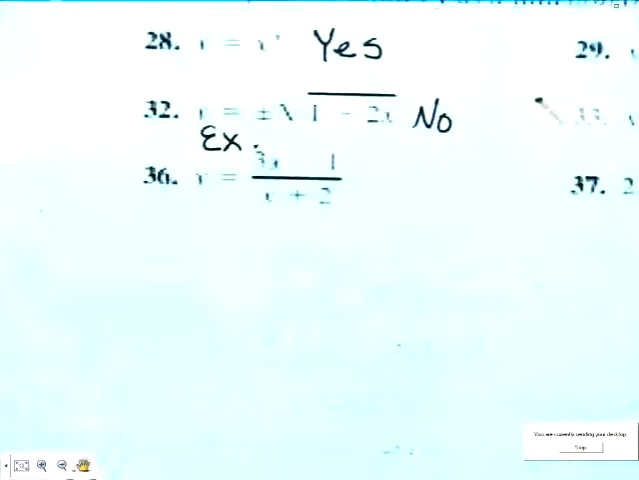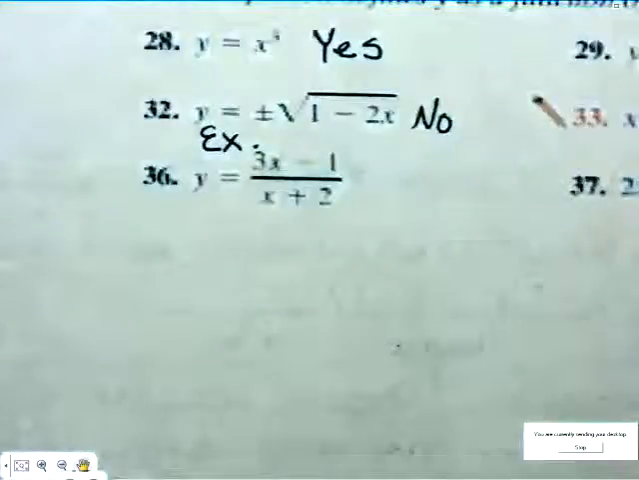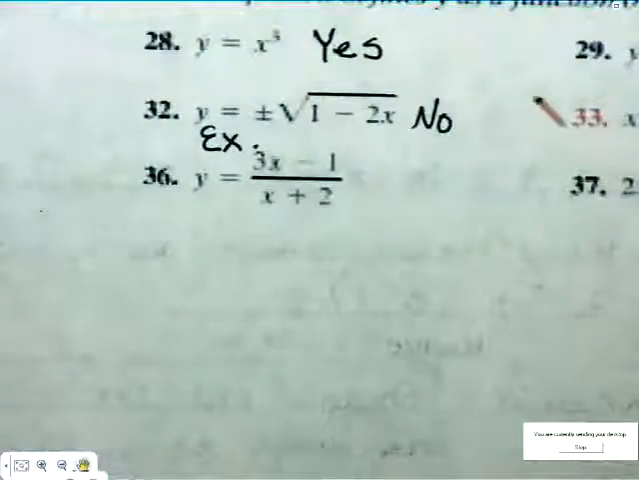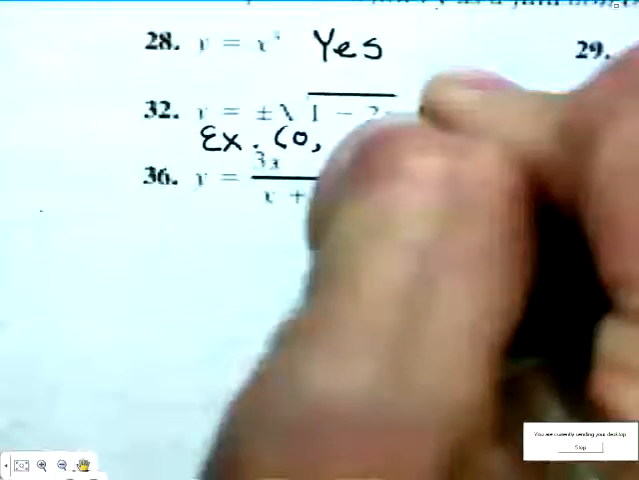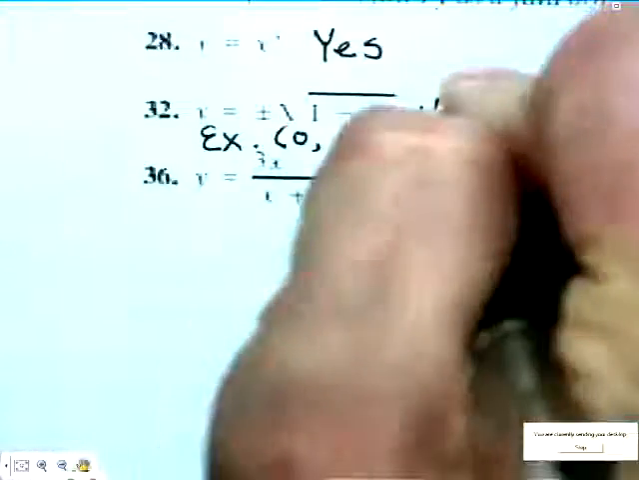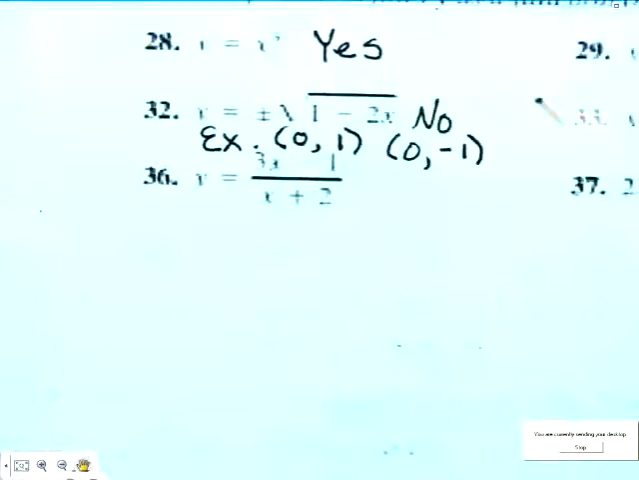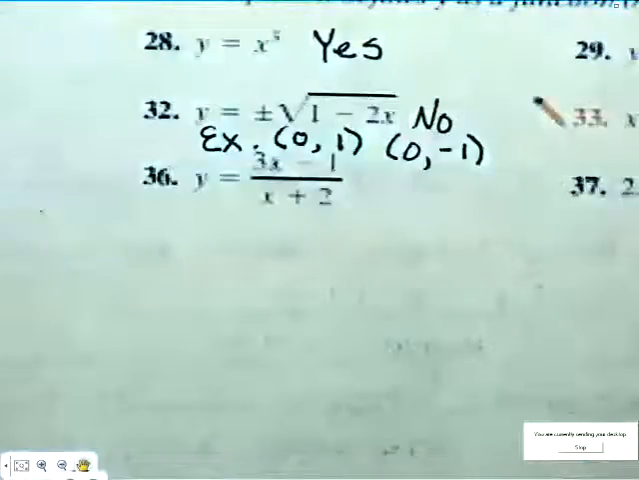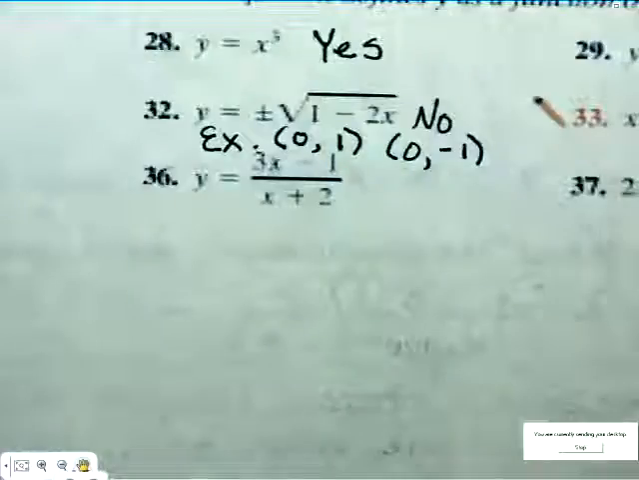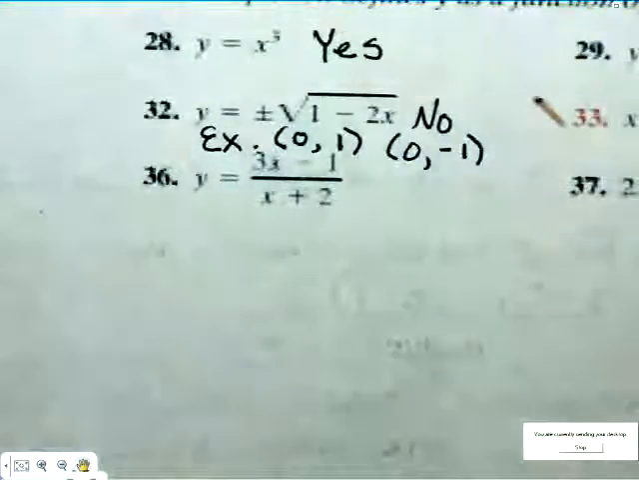When you say something's not a function, you should be able to make up 2 ordered pairs that have the same x but different y's. Like I said, if x is 0, y could be positive 1, or y could be -1. There's 2 ordered pairs that fit that equation and have the same x but different y's.